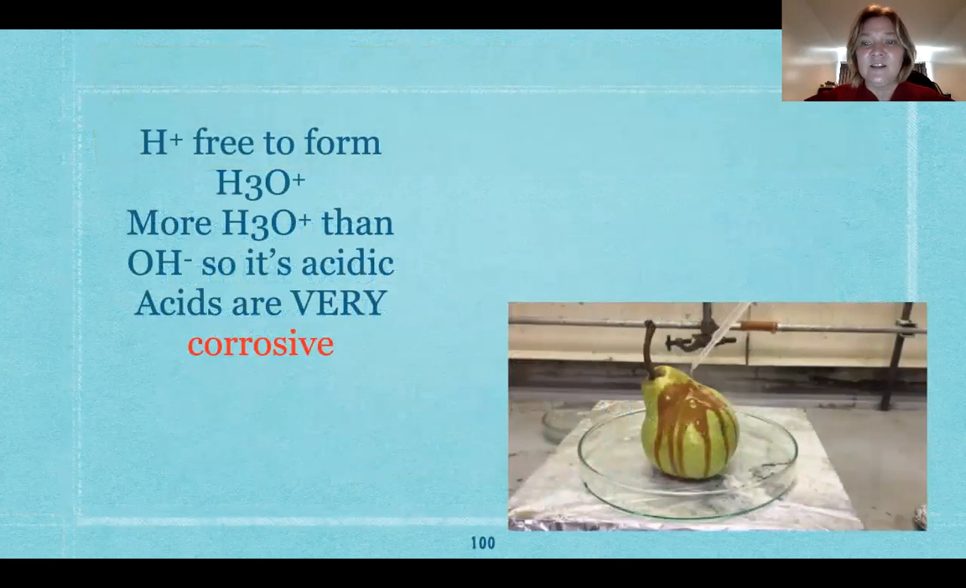Acids are considered corrosive, and that's what you see happening in the video down there. The acid is corroding the pear. Now, corrosive basically just means that it eats through the material, whatever it is, and that could be your skin as well. It'd be the same thing.